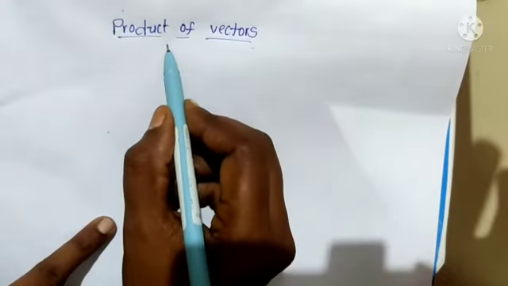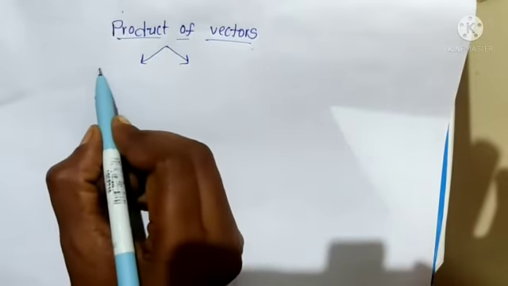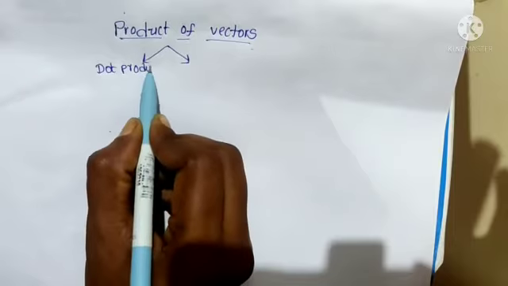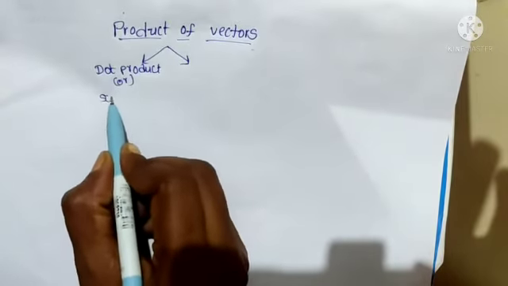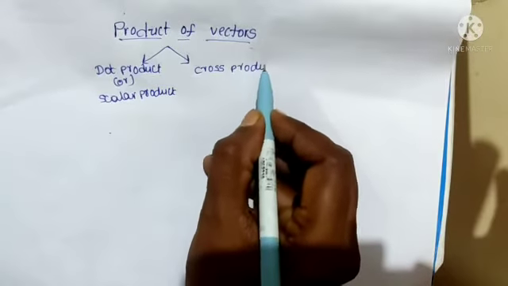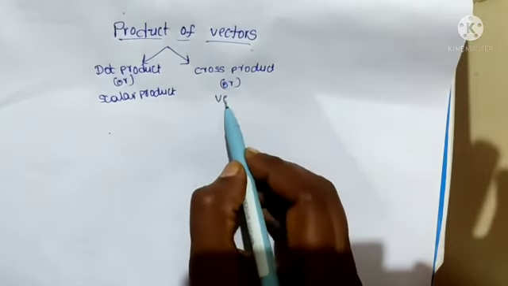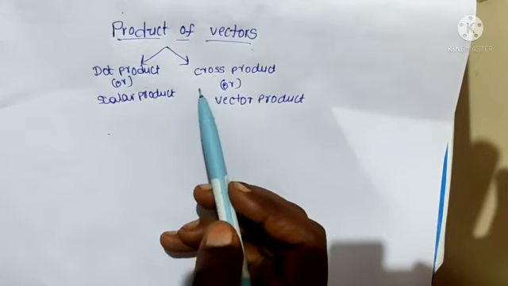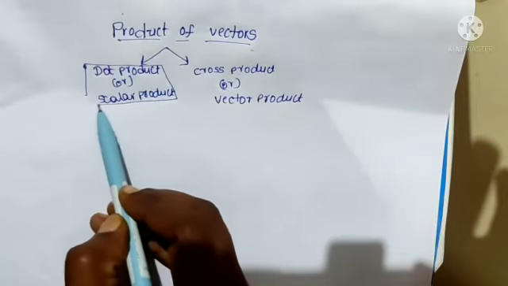Hi, hello. In this video I am going to discuss the product of vectors. Here, two types of product of vectors are there. First one is dot product, or simply we can call that a scalar product. Second one is cross product, or vector product. First, we'll discuss dot product or scalar product.